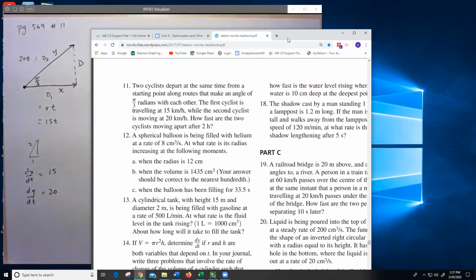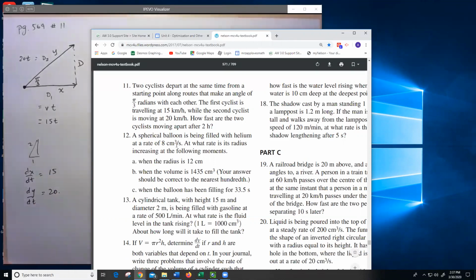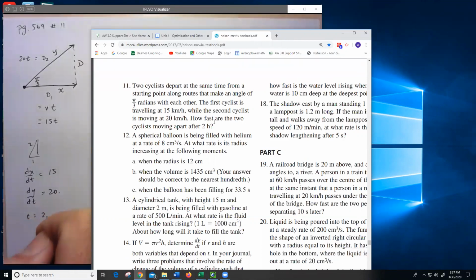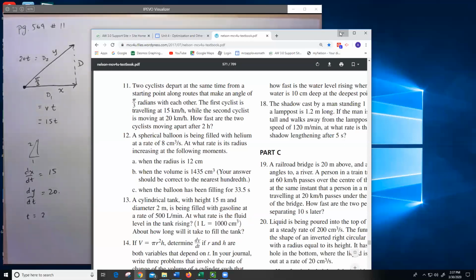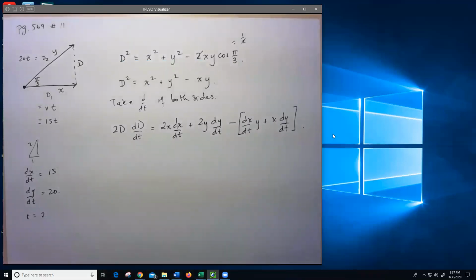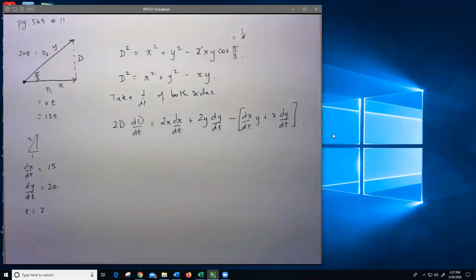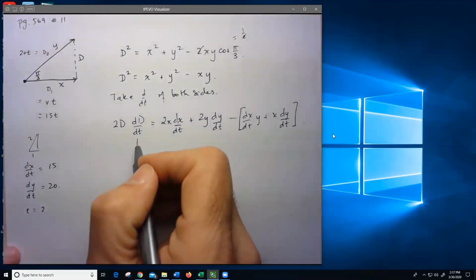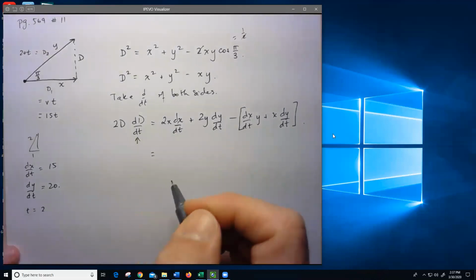And what's the other piece of information that they give me? They give me that I'm interested in the 2-hour mark. So the time that I'm interested in is the 2-hour mark. All right, so let's see what we have here. So this is the thing I'm looking for.